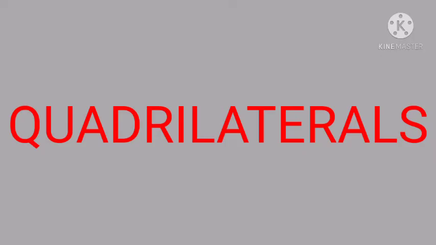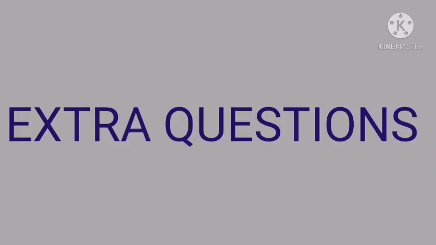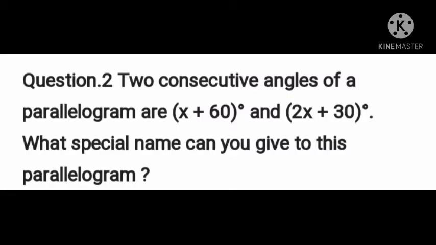In this video, we are going to discuss some extra problems based on quadrilaterals. Let's see the question. Two consecutive angles of a parallelogram are x plus 60 degree and 2x plus 30 degree. What special name can you give to this parallelogram?